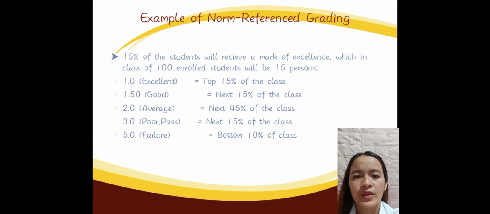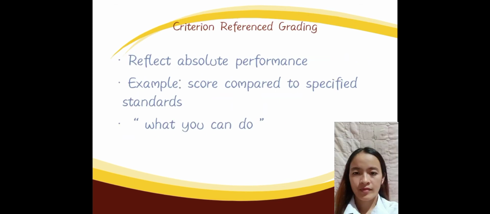Example of norm reference grading. 15% of the students will receive a mark of excellence, which in class of 100 enrolled students will be 15 persons. 1 for excellent is equal to the top 15% of the class. 1.50 is for good, next 15% of the class. 2.0 or average, next 45% of the class. 3, poor or pass, the next 15% of the class. And 5 or failure, bottom 10% of the class.